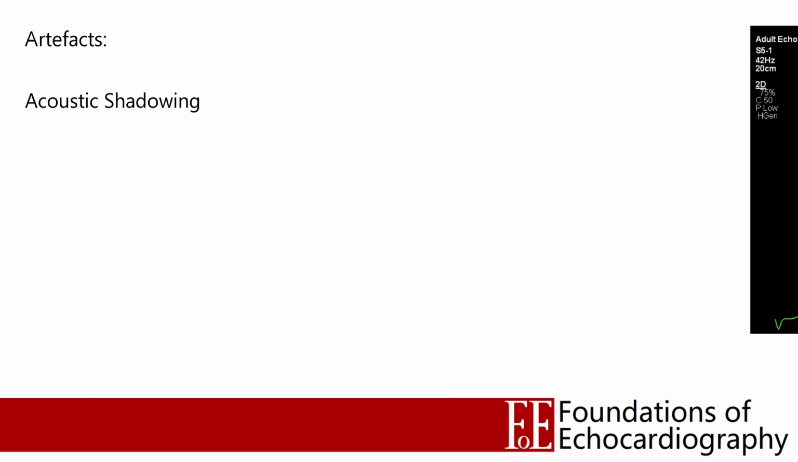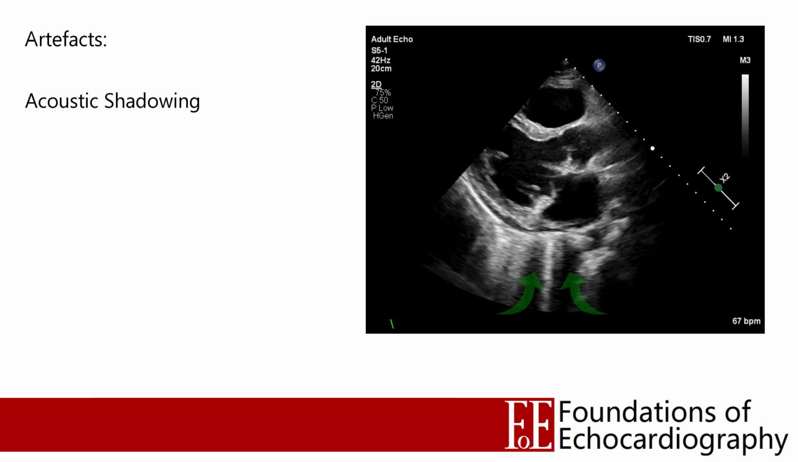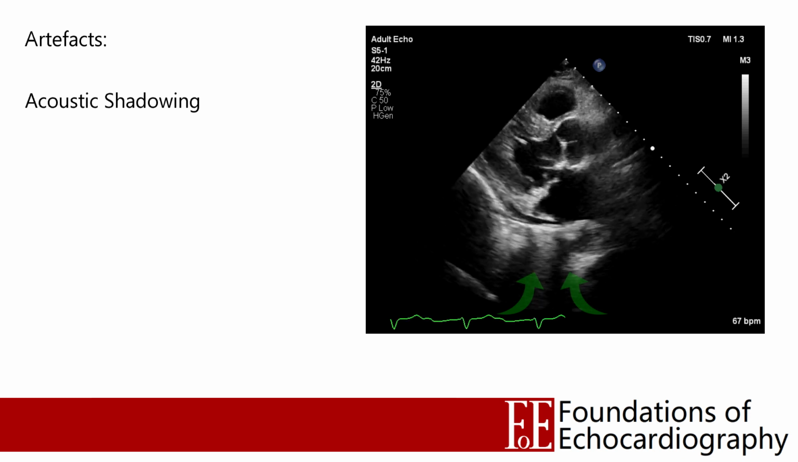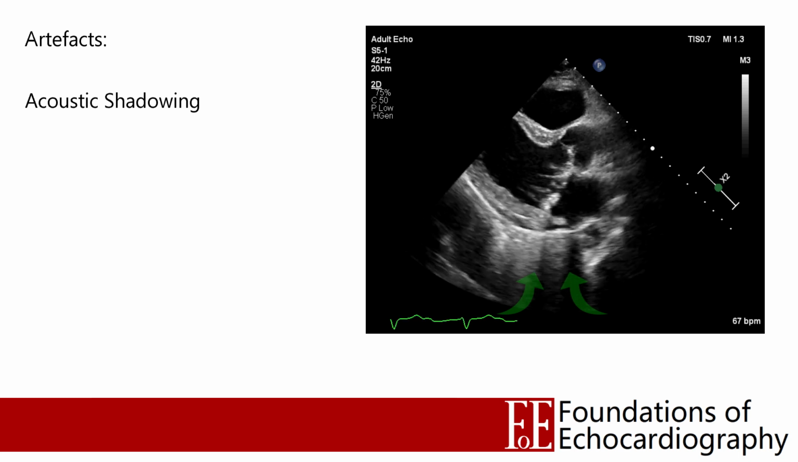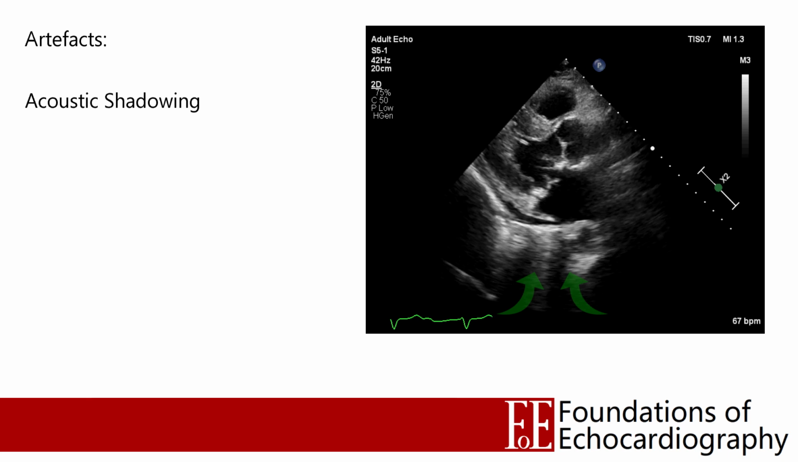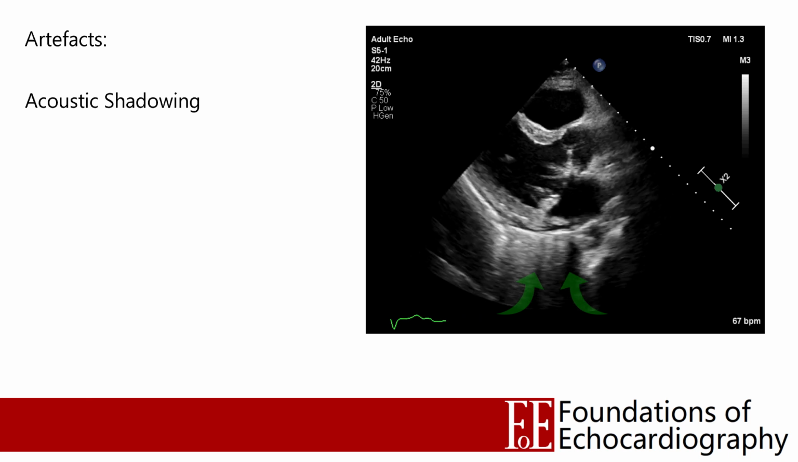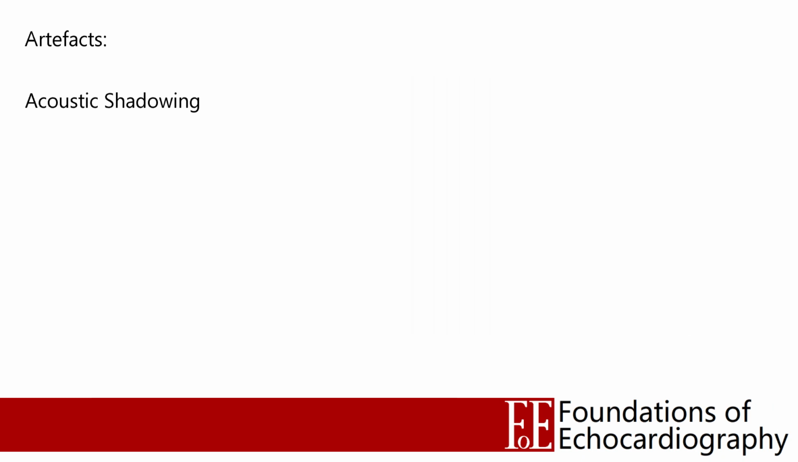So for example, a prosthetic heart valve or a metallic heart valve will cause dropout beyond the reflective surface. So let's have a look at this example. This is a parasternal long axis view and you can see this patient has a prosthetic mitral valve replacement in the mitral valve position. And in the far field, so beyond the valve, in the posterior wall of the left atrium and beyond, you can see these dark shadows highlighted by the arrows, but there are dropouts caused by acoustic shadowing.